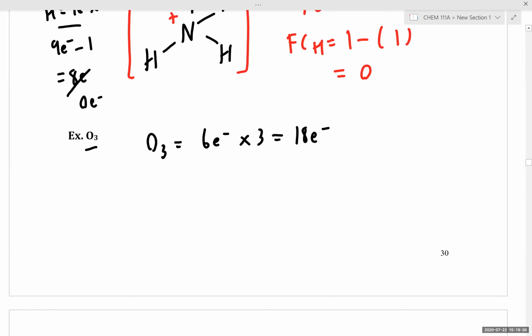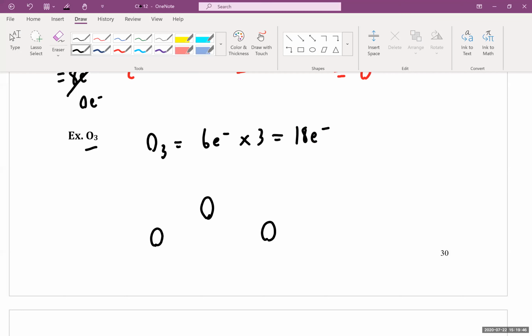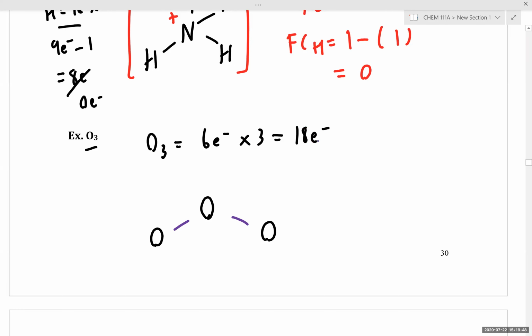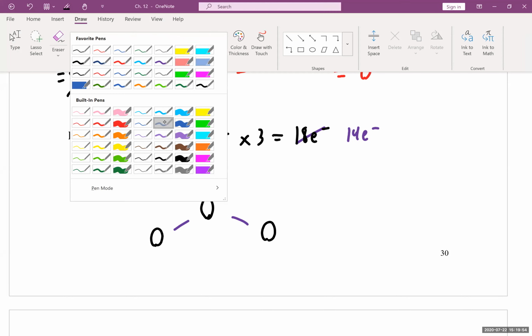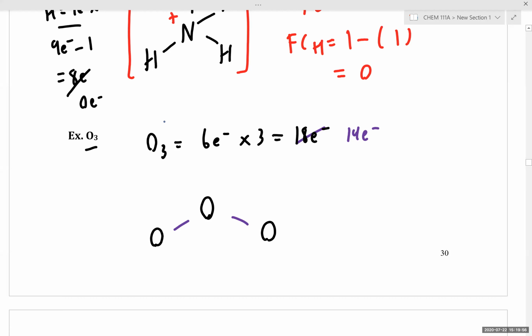So what would we like to have as our central atom? What's our central atom going to be? We have plenty of choices for this problem. Oxygen, yep. Okay, now what we're going to do is we're going to form 1 bond each. So we've gone down to 14 electrons. Now we're going to place our lone pairs on the outer atoms first.